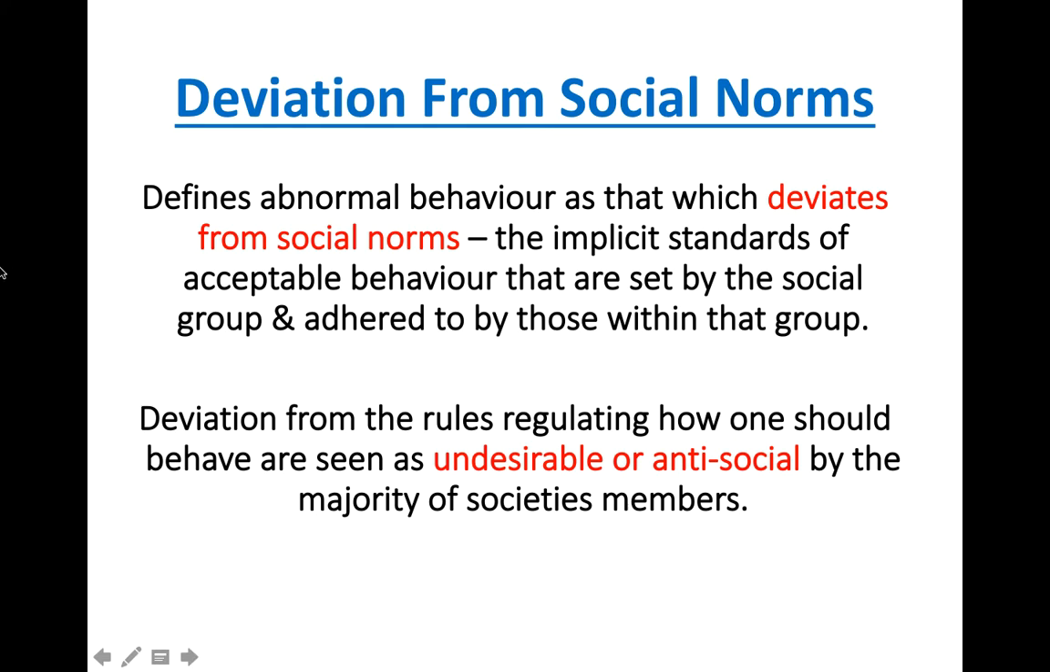Now, deviation from social norms defines abnormal behaviour as what deviates from the social norm. So the implicit standards of acceptable behaviour that are set by the social group and adhered to by the people within that group. Deviation from the rules regulating how one should behave is seen as undesirable or antisocial by the majority of society's members.